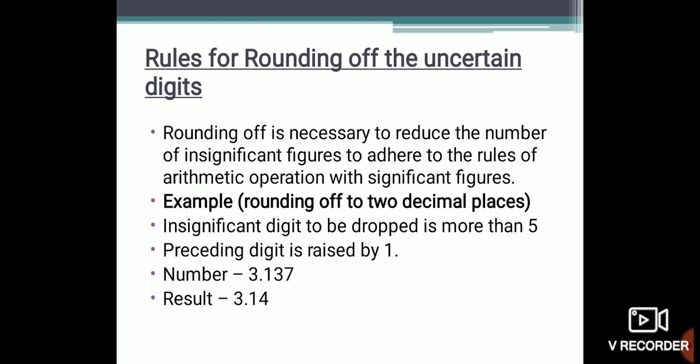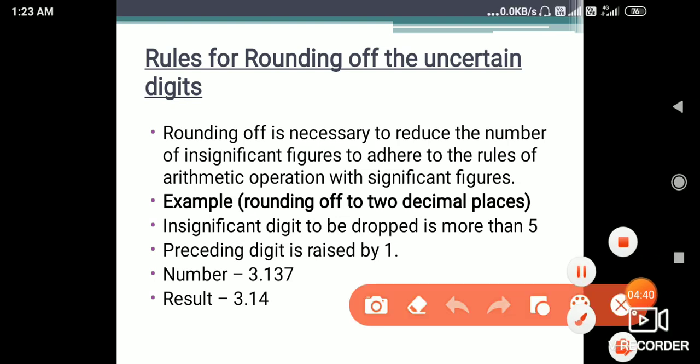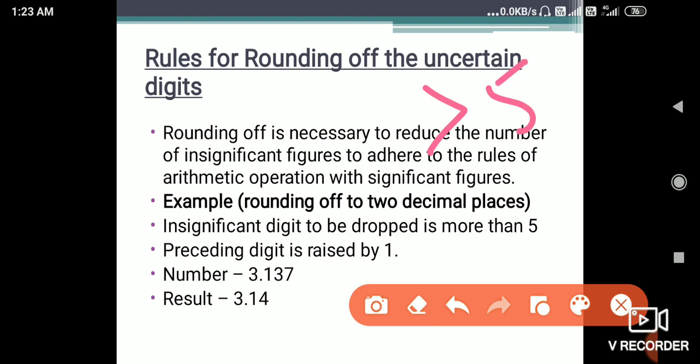Let us go with the next rule, for rounding off the uncertain digits. As we all know, in significant figures, the last digit is uncertain. So there are different rules for mentioning the result. The first rule is for decimals, or for any other number: if the uncertain digit, the doubtful digit, is more than 5.